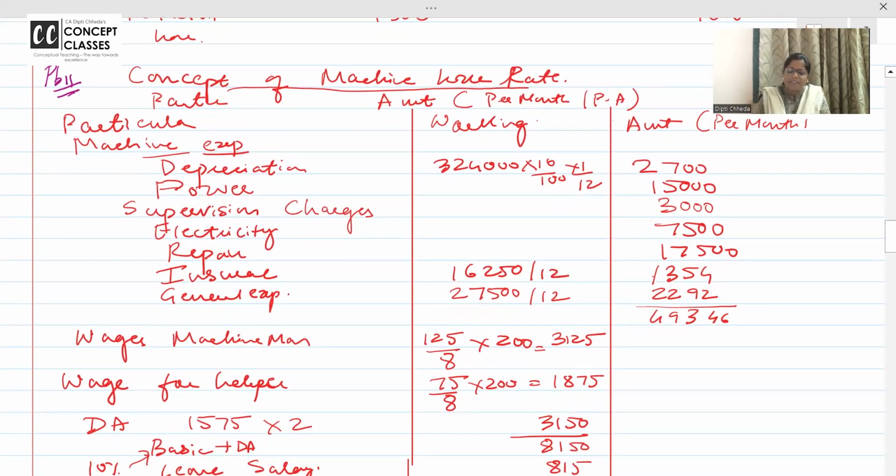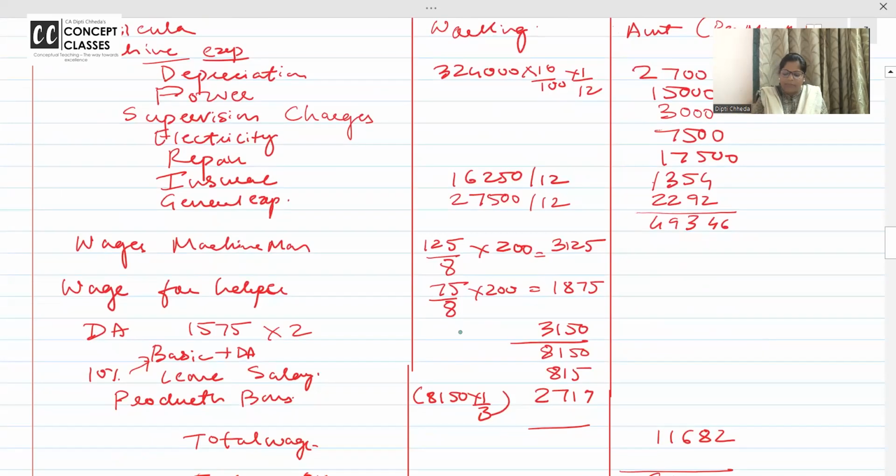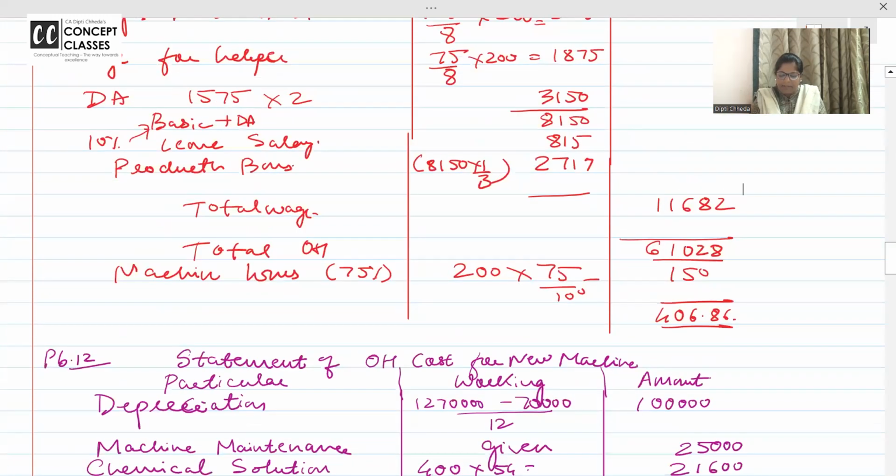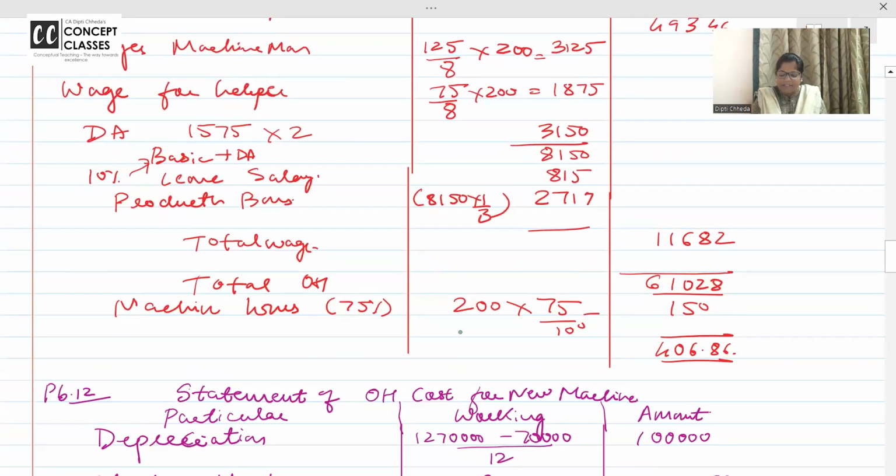Now, what do you mean by the concept of the machine hour rate? Okay. So machine related expense. Like depreciation. Power here they have given together. Sometimes they use these many units are required to make one unit, and one unit ka rate itna hai. So like this, you will be able to calculate their wages, helpers wages, DA, basic plus DA का leave salary भी उनको deduct हो रहा है, production bonus भी मिल रहा है, हाँ? So total wages they have been paid. So total machine related expense is this.